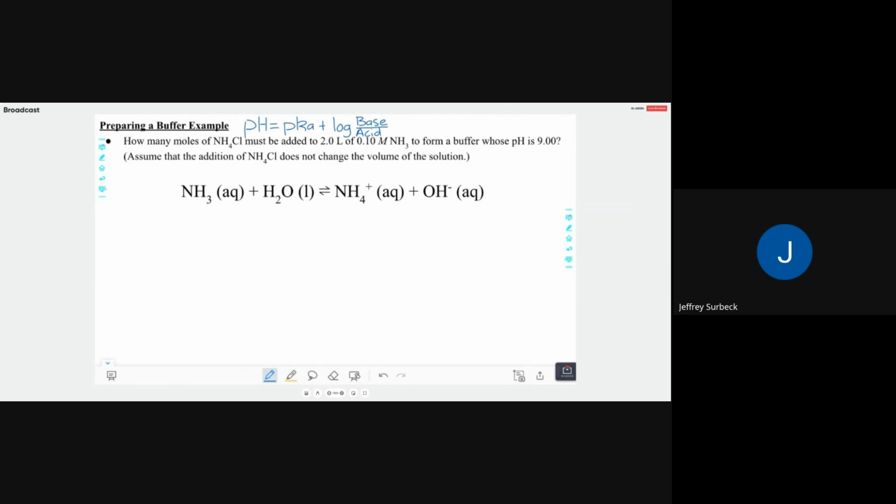Now, what we have here is this. We want to utilize this formula so that we know how many moles of ammonium chloride we must add to 2 liters of a specific solution that already contains 0.1 molar NH3. I gave the equilibrium equation down below, and we are given our pH this time.